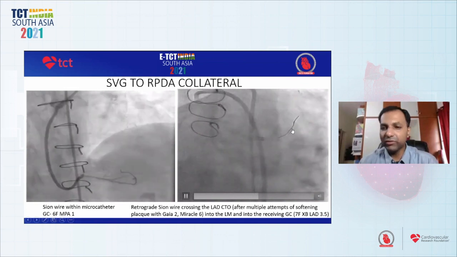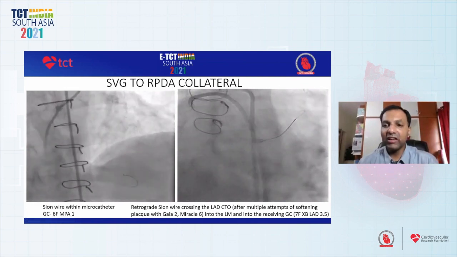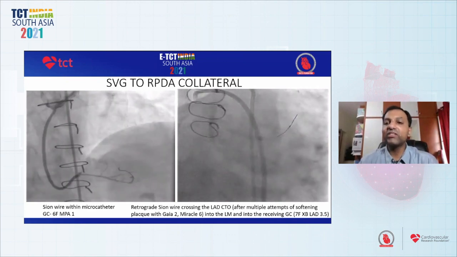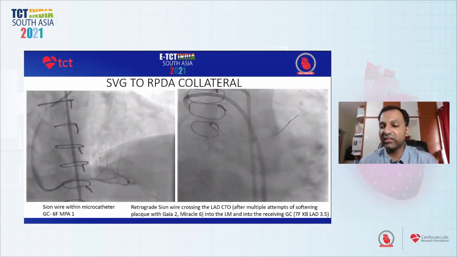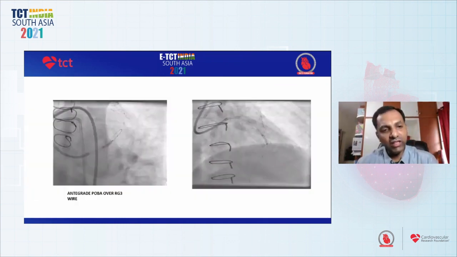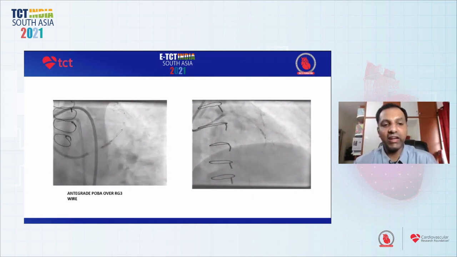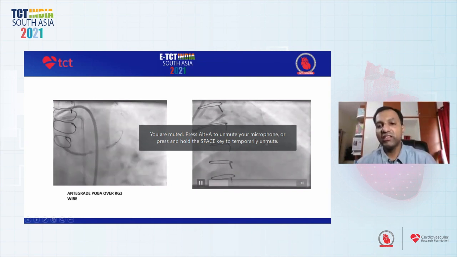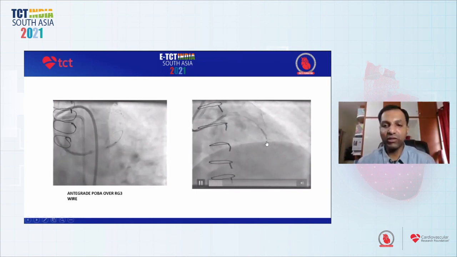So this is probably some sort of microchannel which has opened up because of constant probing from both the sides using stiffer wires, and the wire actually can be seen going straight into the recipient guide. And then once that was done, we changed to an RG3 wire. And once the RG3 wire was in place, we did an antegrade POBA using a 1.5 initially, and then a 2 mm balloon. And please remember that this wire actually goes through this particular septal here. So we cannot dilate beyond this point. So we did a dilatation till the point the RG3 reaches the septals.